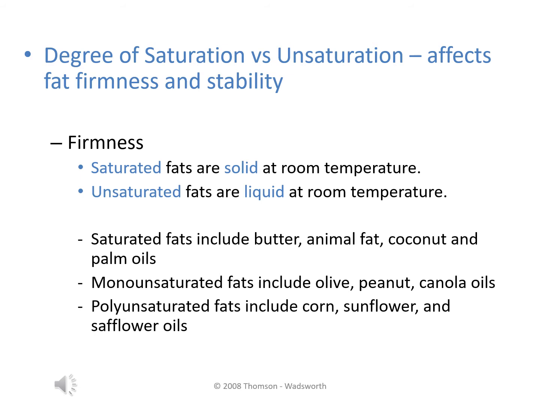Examples of saturated fats include things like butter, animal fat, coconut, as well as palm oils or palm kernel oils. Monounsaturated fats include things like olive, peanut, and canola oils. Polyunsaturated fats include vegetable oils such as corn, sunflower, and safflower oils.